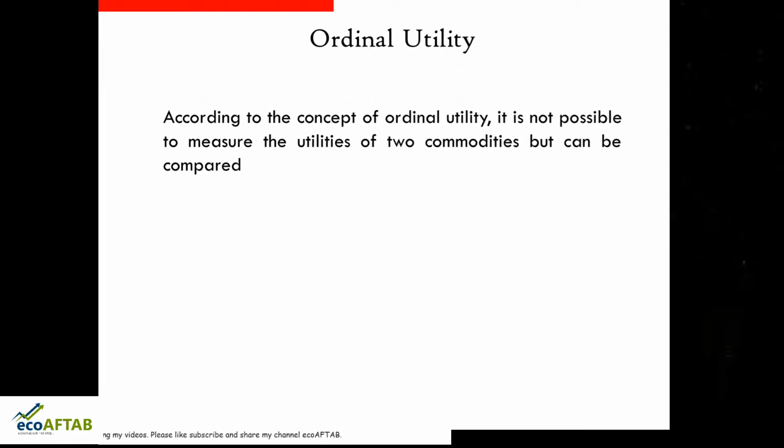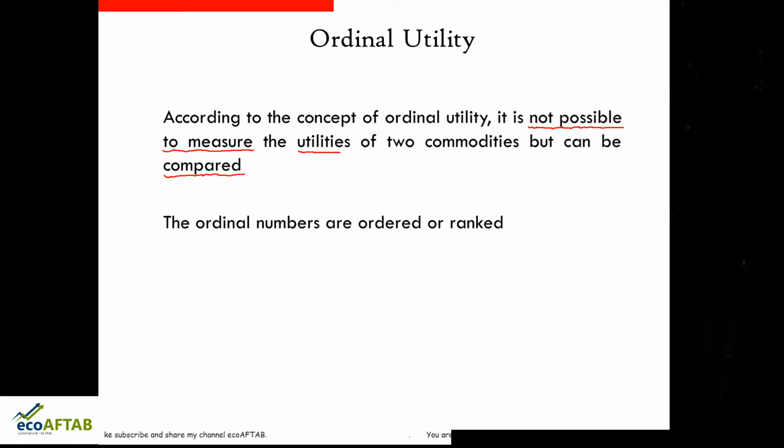Then what is ordinal utility? According to the concept of ordinal utility, it is not possible to measure the utilities. Here we would like to highlight the thing, it is not possible to measure the utilities, but the utility can be compared. So what it means is the ordinal numbers are ordered or ranked. So here I would like to say first rank, second rank, third rank, fourth rank, etc.